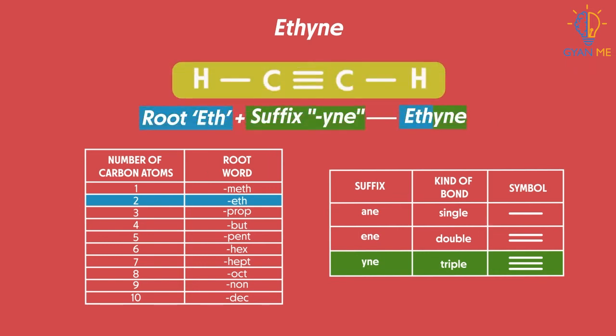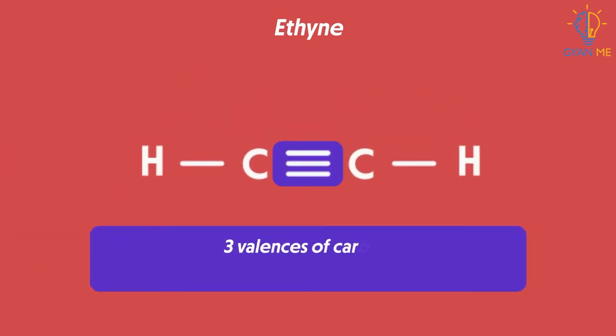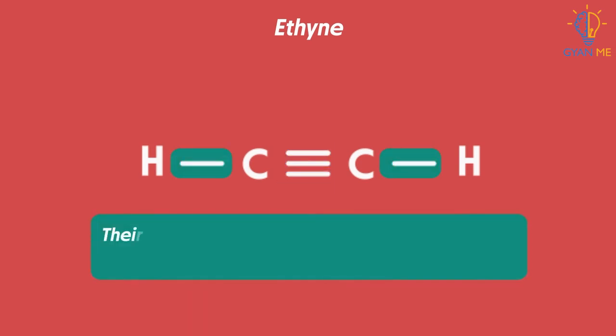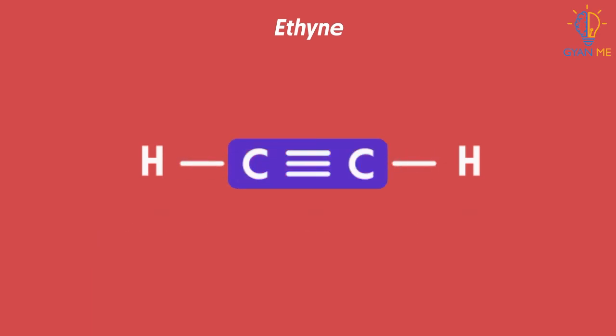The structure of ethyne will be like this. Here, 3 dashes show that 3 valencies of carbon are satisfied by 3 covalent bonds, and the remaining 1 valency is satisfied by a single covalent bond with an H atom. That is, carbon will form a triple covalent bond with the other carbon atom and a single covalent bond with a hydrogen atom.